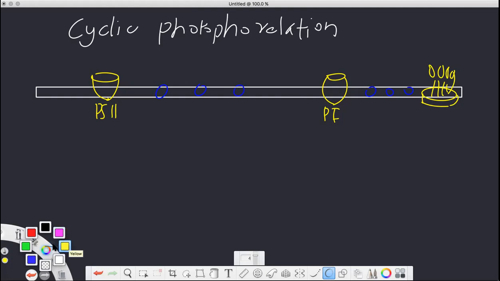Now in cyclic photophosphorylation, only photosystem 1 is active. So photosystem 1 is active. As a result, light is absorbed by photosystem 1. As the light energy is moving to the reaction center, this energy is used to emit electrons, which is the same as the non-cyclic one. Then the electrons are released. Now this electron has energy.